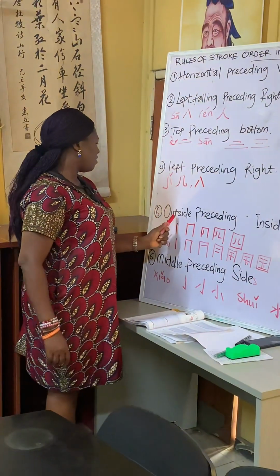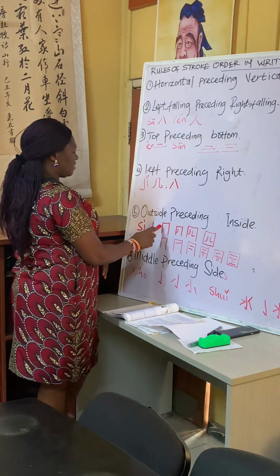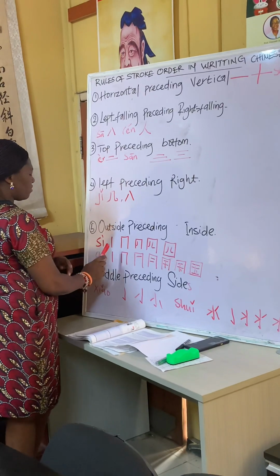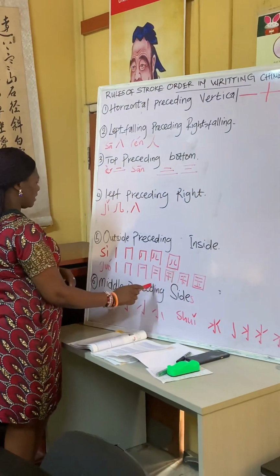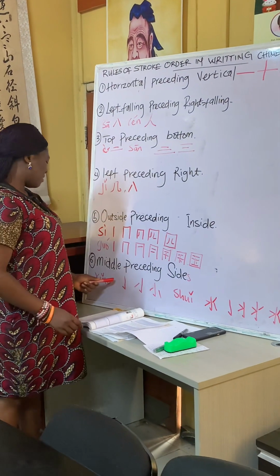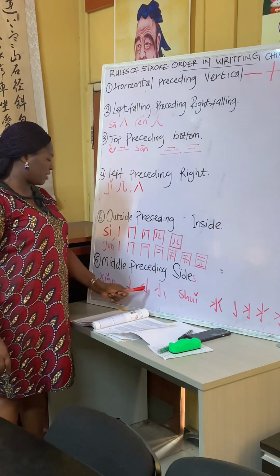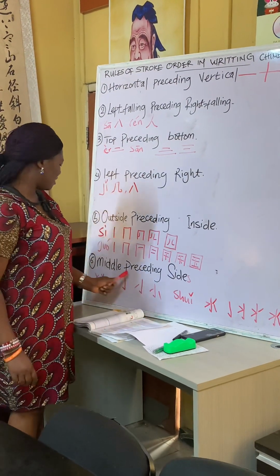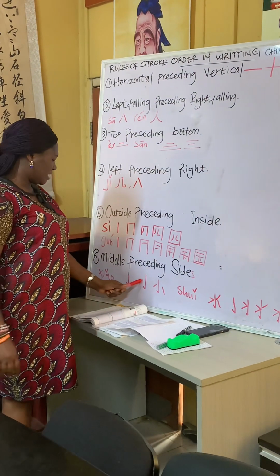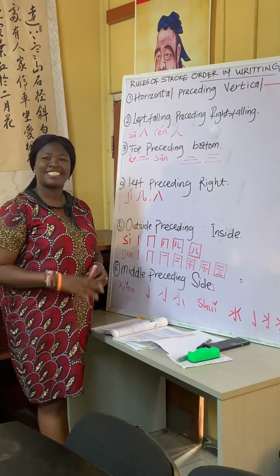Then the fifth one, outside preceding inside. When you're writing sì, first write the outside, the inside, then close it. Example, guó, country: the outside, then the inside. Then the sixth one, the middle preceding the sides. When you're writing xiǎo, which is small, the center one first, then the left, before the right. Okay, I hope this will help us in learning Chinese characters.